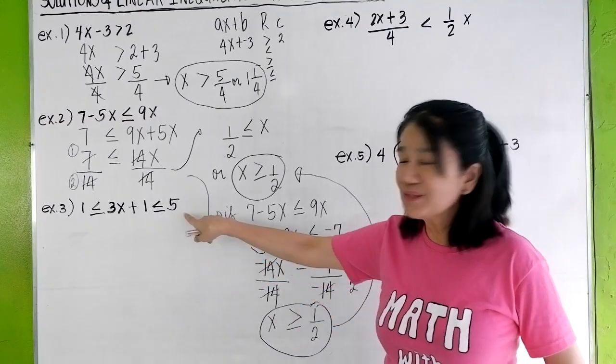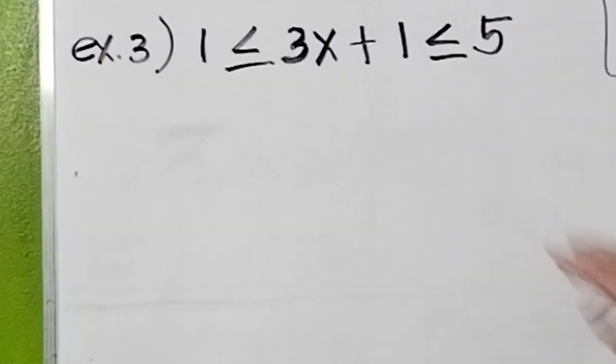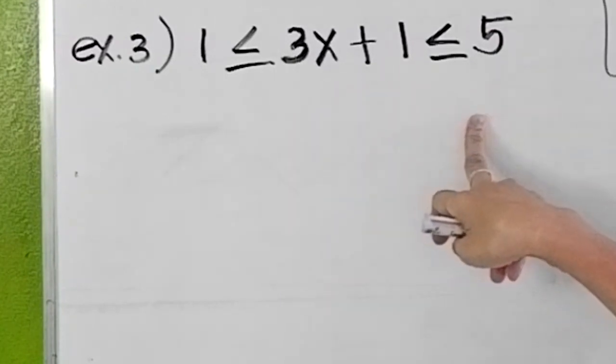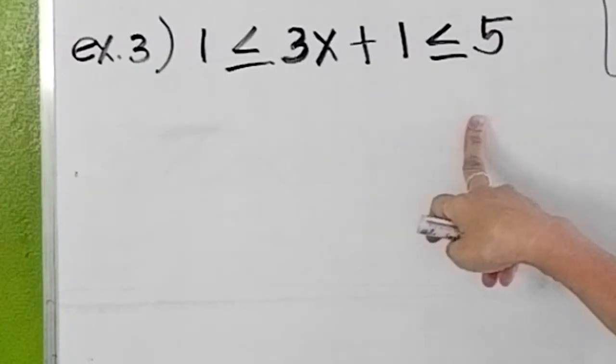So, now let's move on to the third example. This is a compound inequality. You can solve it in two ways, but I'm going to show you the shorter version.